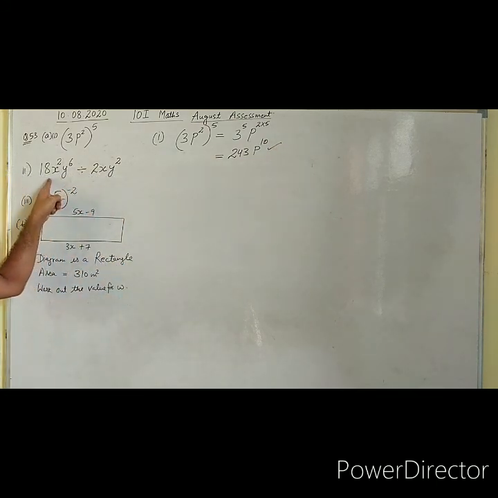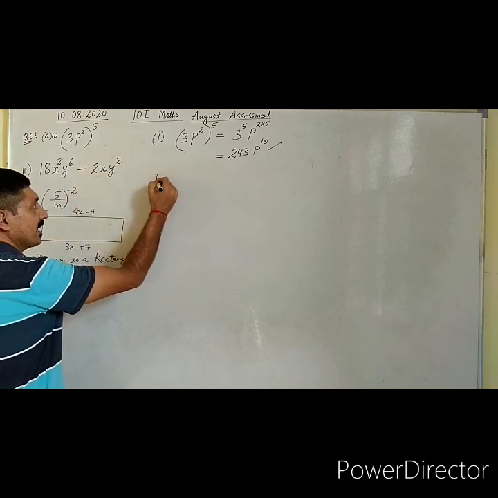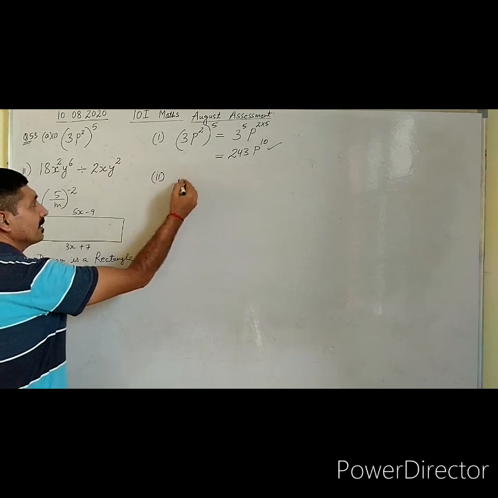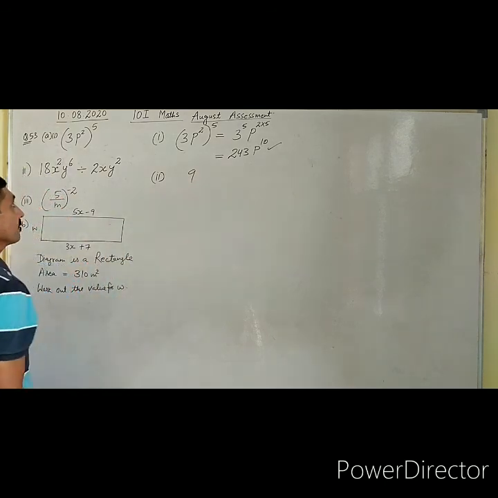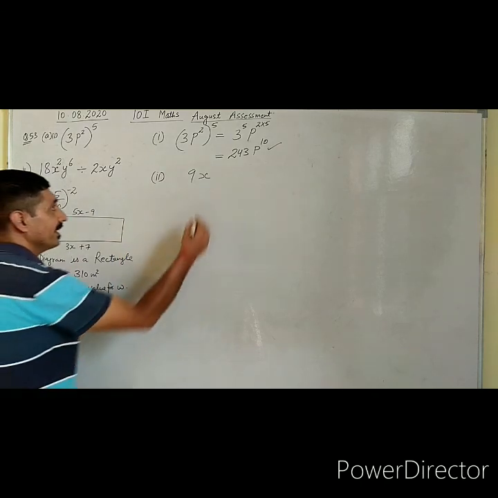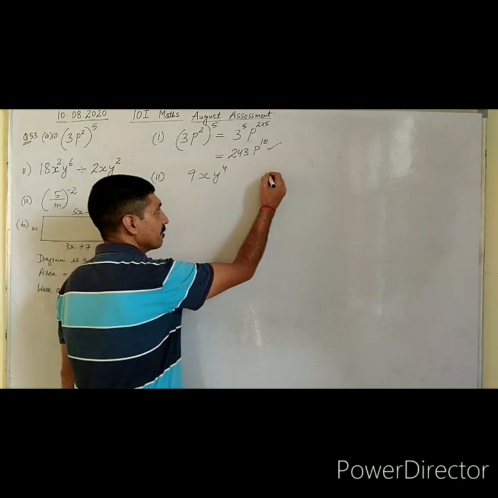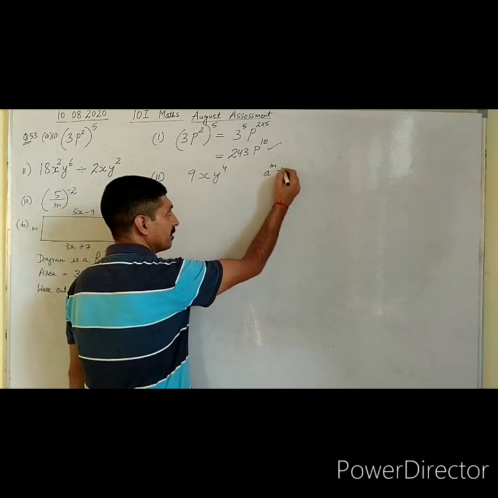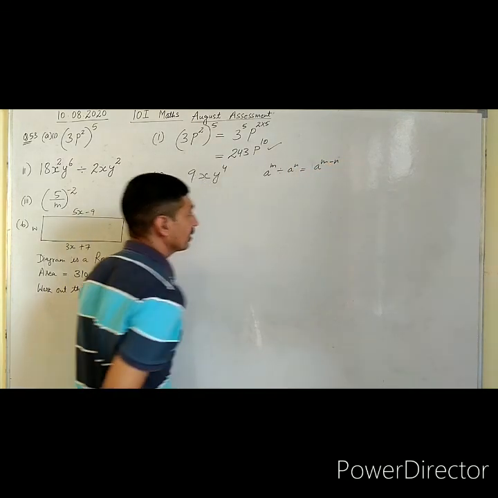Second, we have 18 x raised to power 2 and y raised to power 6 divided by 2xy squared. So in the second case, 18 divided by 2 is 9. For x, when we divide, it is 2 minus 1, that is 1. And here y raised to power 4. Here we are using that a raised to power m divided by a raised to power n gives a raised to power m minus n, right?